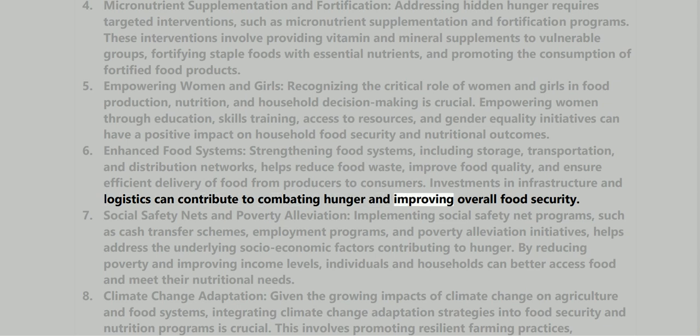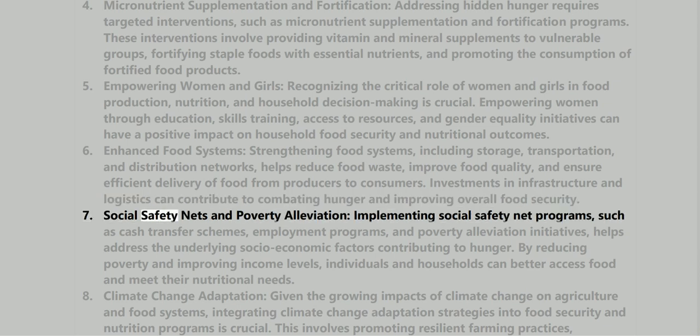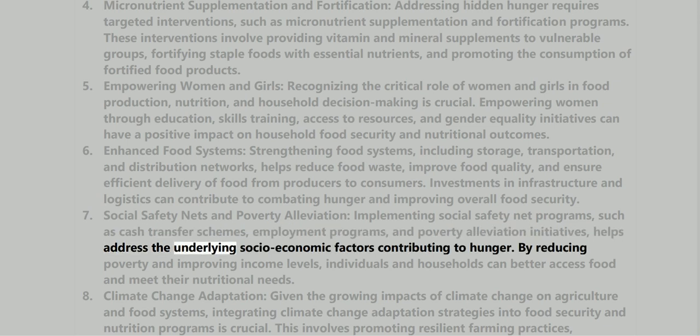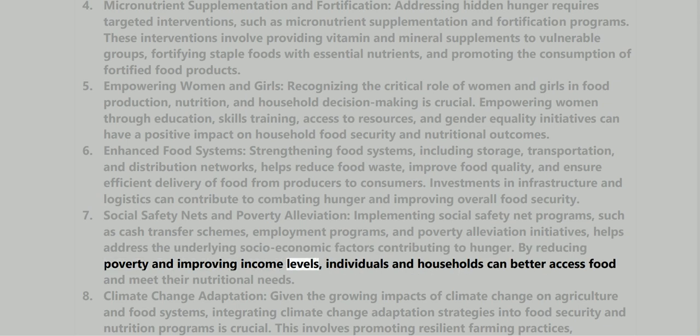7. Social safety nets and poverty alleviation. Implementing social safety net programs, such as cash transfer schemes, employment programs, and poverty alleviation initiatives, helps address the underlying socio-economic factors contributing to hunger. By reducing poverty and improving income levels, individuals and households can better access food and meet their nutritional needs.